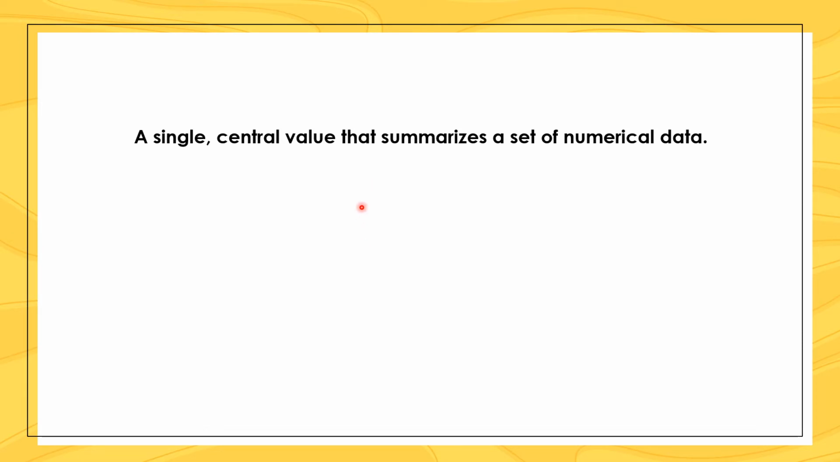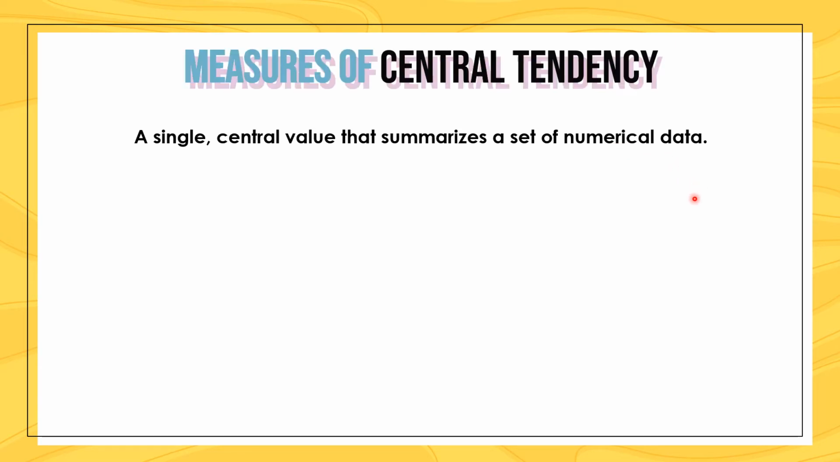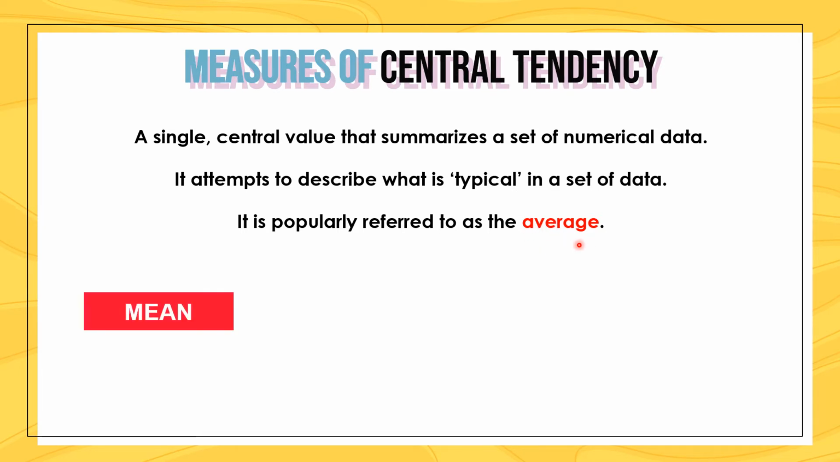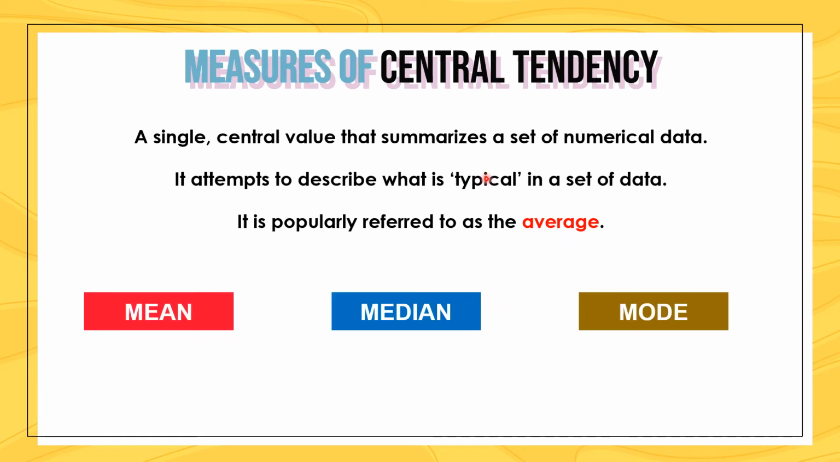In summarizing data, as we all know, we're not only dealing with 5, 10, 15 data, we are dealing with a lot of data. So for us to have a single central value that summarizes a set of numerical data, we can use the measures of central tendency. It attempts to describe what is typical in a set of data, and it is popularly referred to as the average. And again, we have mean, median, and mode as the statistical tools for measures of central tendency.